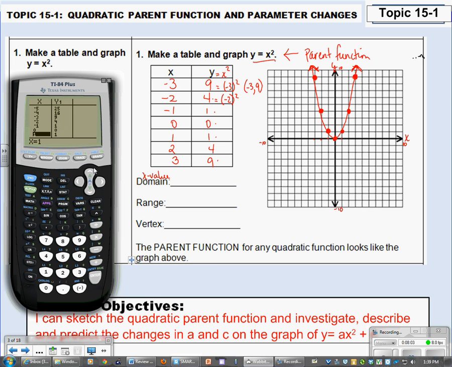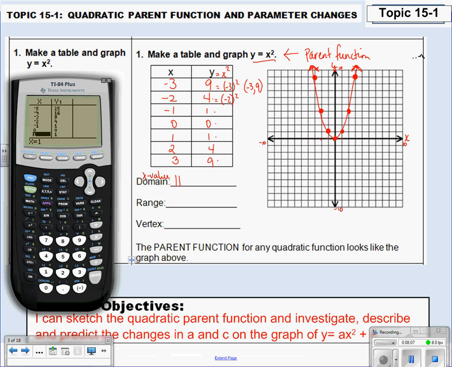So the x values that are used in order to create the graph would be all real numbers. Instead of writing out all real numbers, I can use this fancy R, and that fancy R stands for all real numbers. So you can either write out all real numbers, or you can use the fancy R. So if the domain is your x values, you know your range are your y values. The y values that are being used in order to graph this particular quadratic.